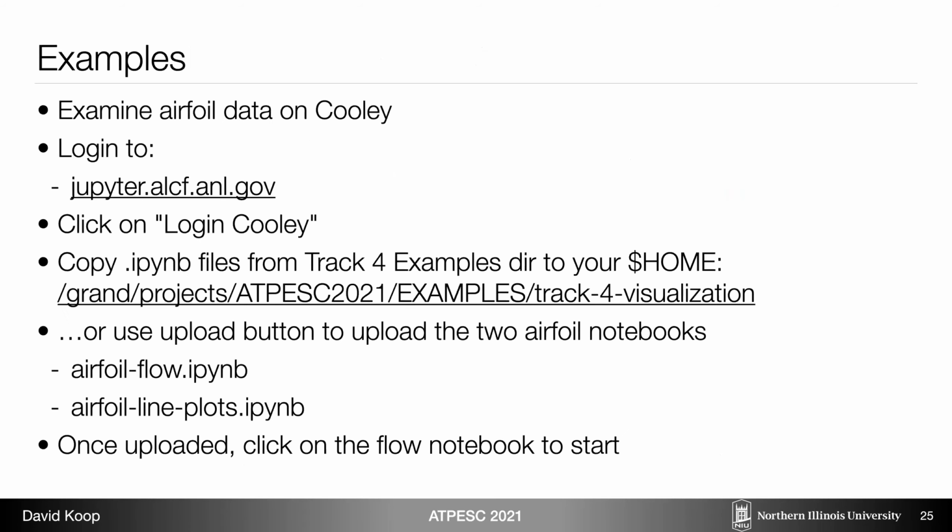All right. So with that, I want to move on to some examples. There's some airfoil data on Cooley. Since Cooley's up, you can go to jupiter.alcf.anl.gov and click on Login Cooley there. The notebooks that I'm going to be using are in the track 4 examples of the project site, at that path. Probably the easiest thing would be to copy them to your home directory. There are 2 of them in there: airfoilflow.ipynb and airfoillineplots.ipynb.